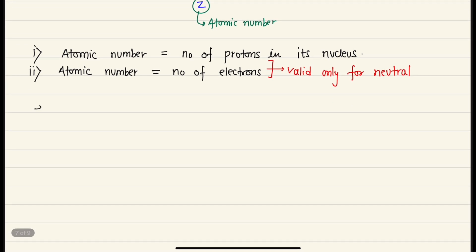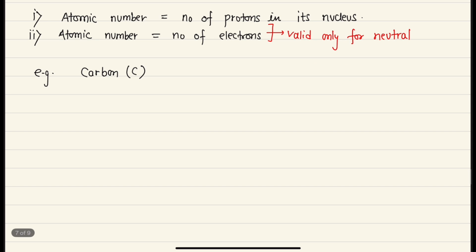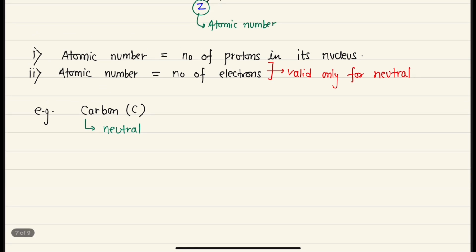Now let's take some example. Suppose we have carbon and the symbol is C. And this carbon is neutral. No charge here, no positive charge, no negative charge on the carbon. So how to find the number of protons and number of electrons?